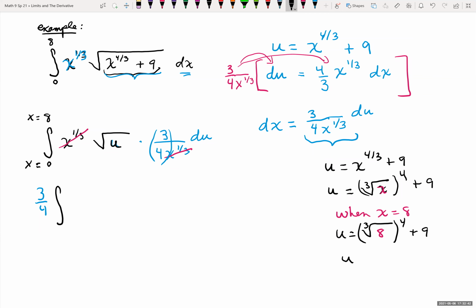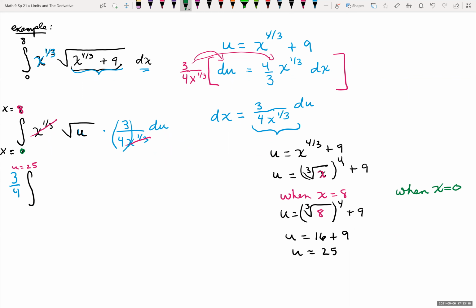So we want to do the same thing with our bottom bound when x is 0. So if we go in there and we plug in 0, we get that u is equal to the cubed root of 0 raised to the 4th plus 9. So we get u is equal to 9.